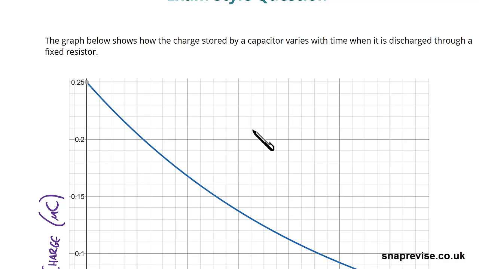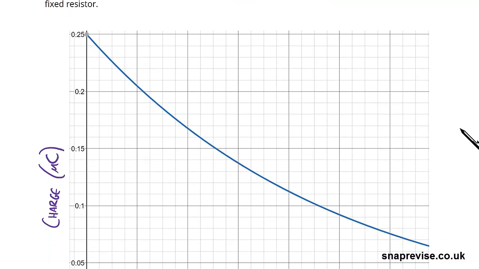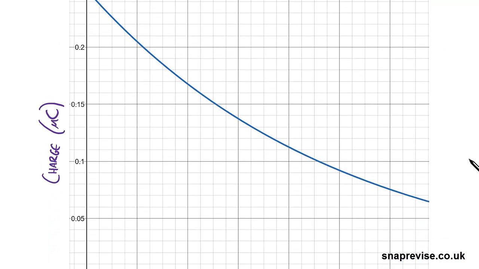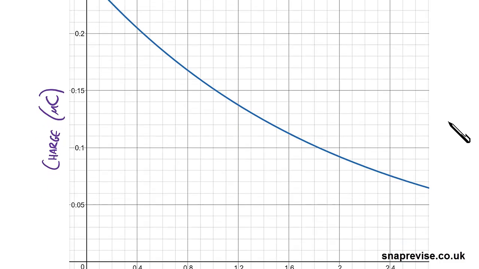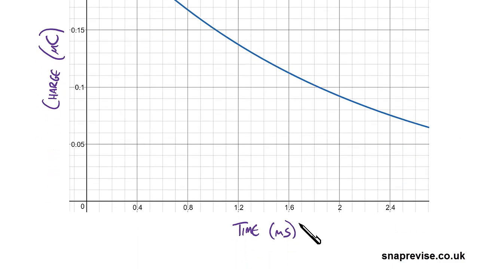With a variable resistor, as we've seen, you can control the current in your circuit so that it's constant. When you have only a fixed resistor, you can't do that, and therefore your current is going to decrease over time as you discharge your capacitor. And so we have this graph here. We see we've got our charge in microcoulombs here. We start at 0.25 coulombs, and we see our time in milliseconds here.